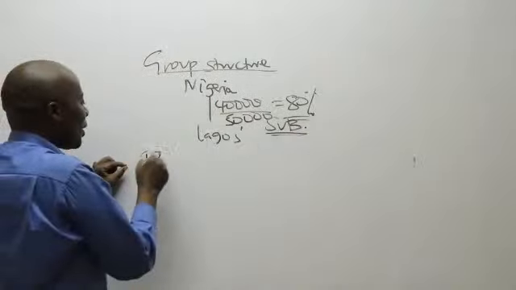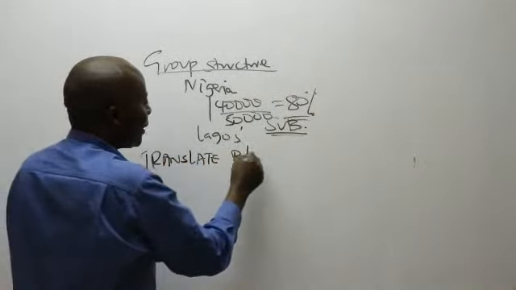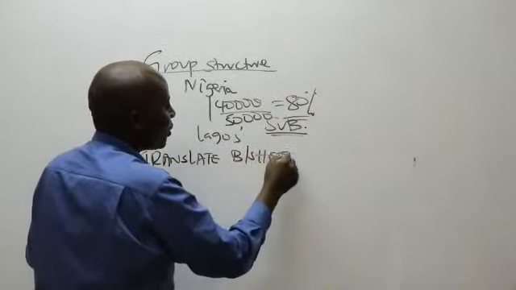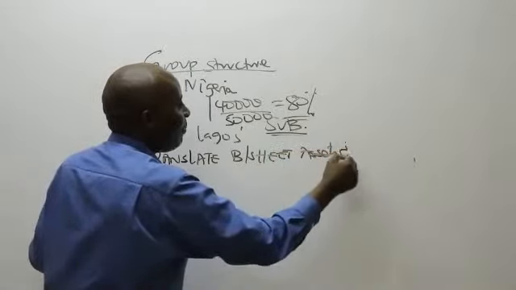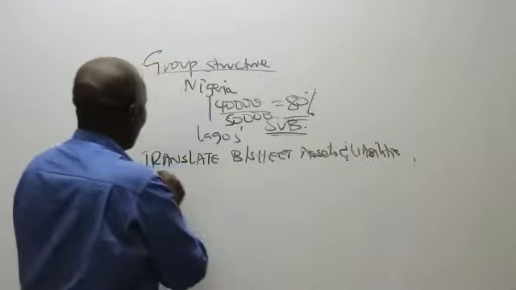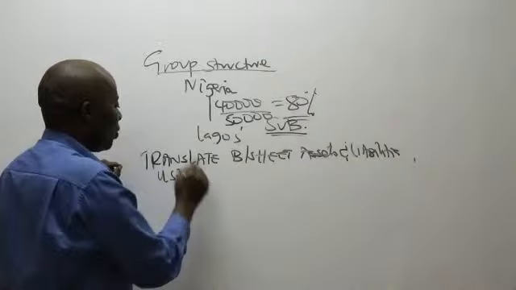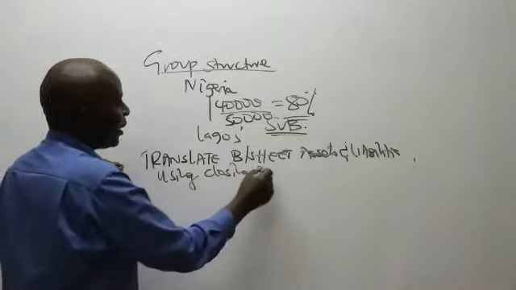So in this case here, translate balance sheet, assets, and liabilities, using, wanasema namna gani somebody using the closing rate.